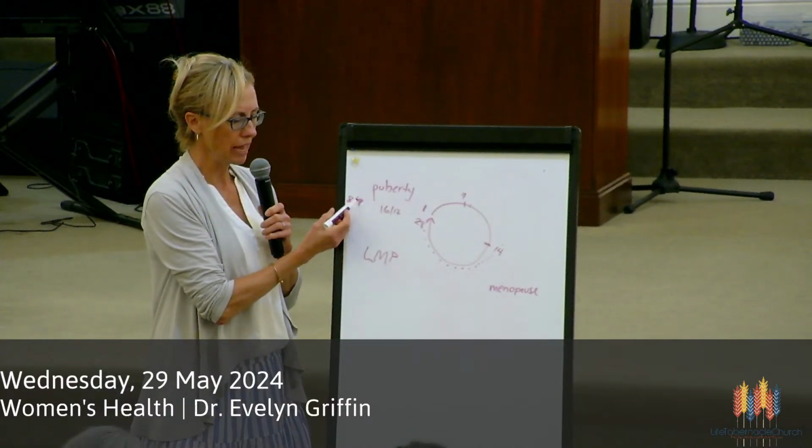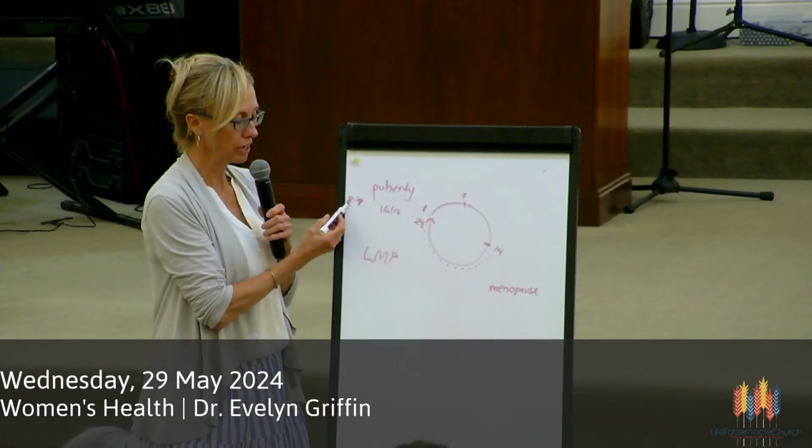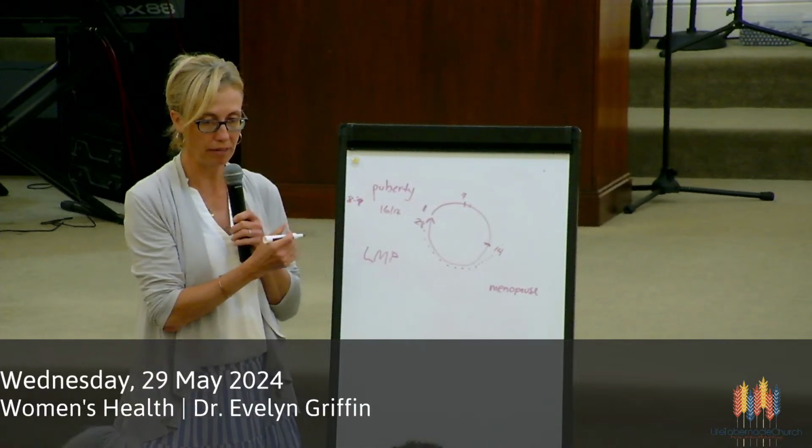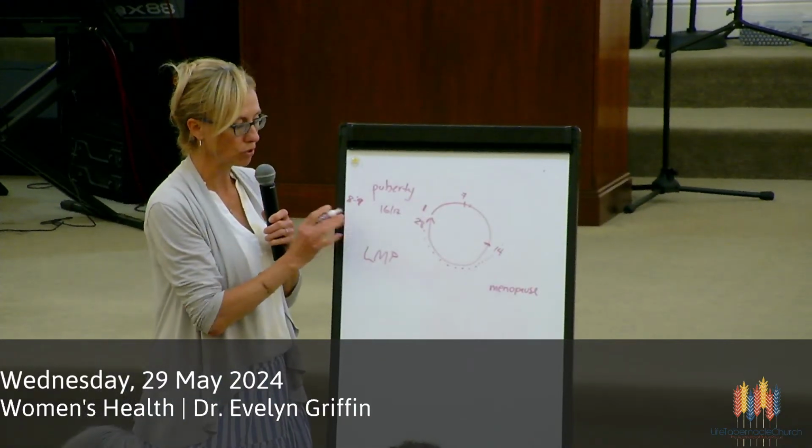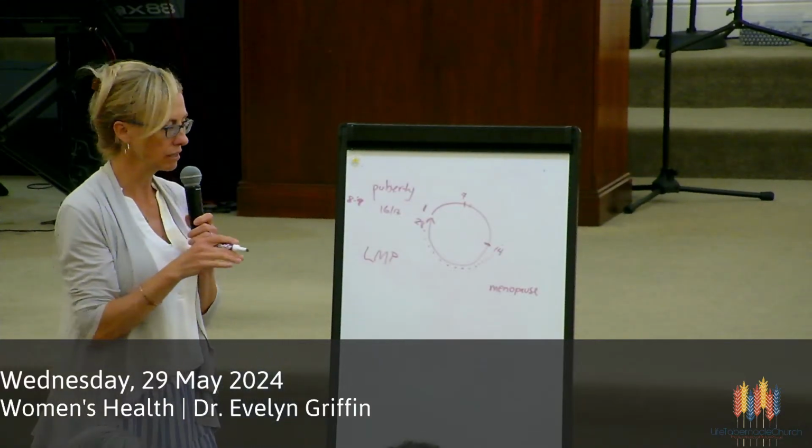More Caucasian girls start at 9 years of age, African American girls down to 8 years of age. And it keeps getting lower and lower for reasons that we'll discuss in a little while.